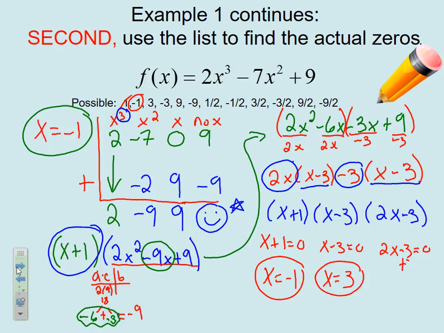I'm going to add 3 to both sides. 2x equals 3, divided by 2. So x equals 3 over 2. That's my last 0 solution.